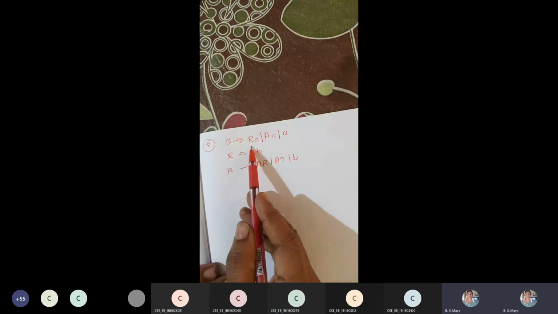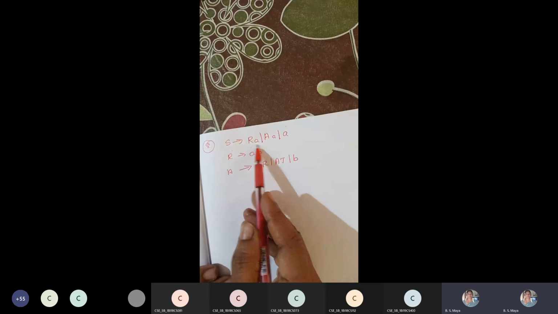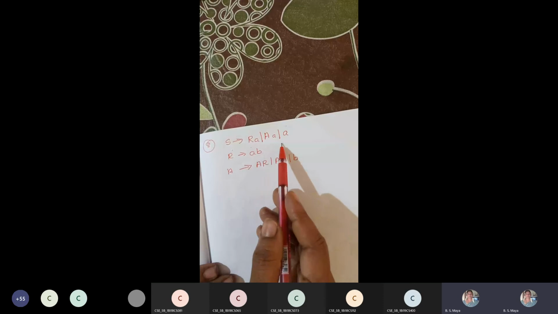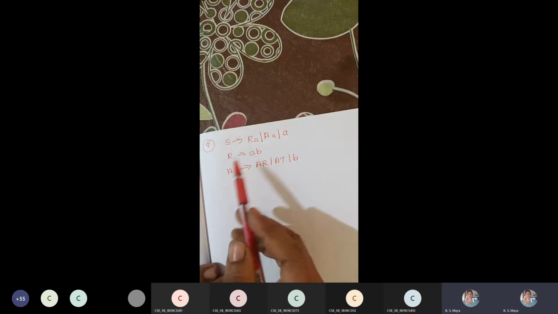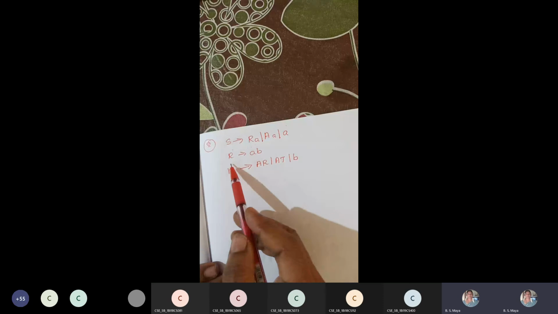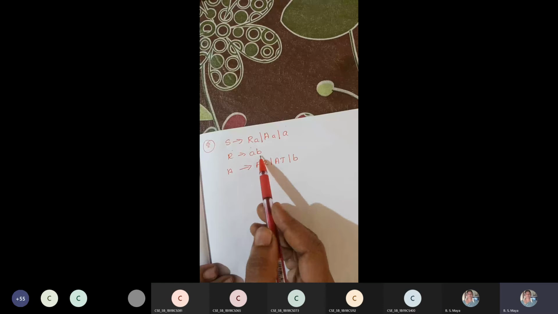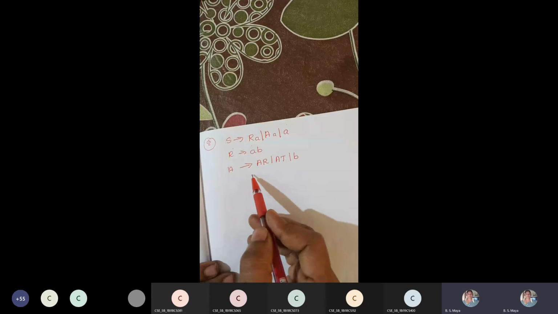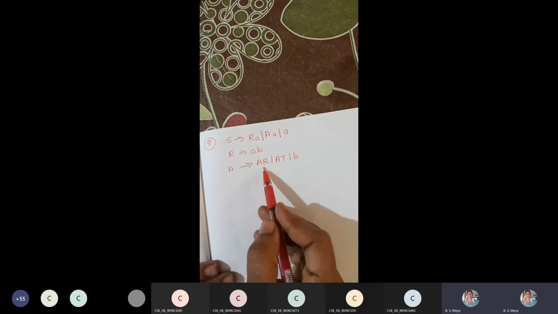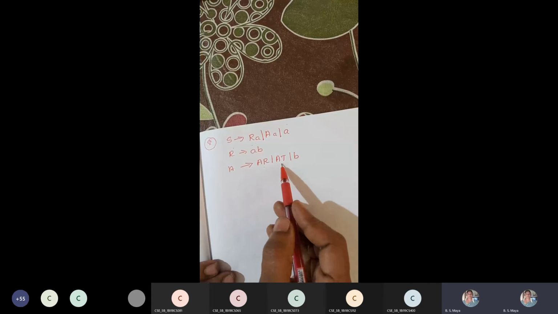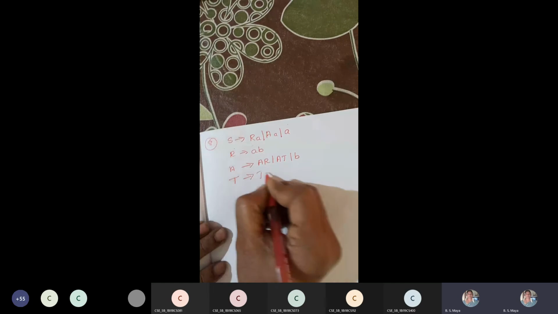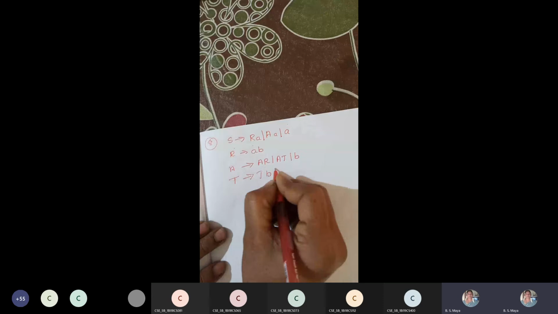Capital S derives capital R small a, or capital A small a, or capital A. Next line, capital R derives small a b. Next line, capital A derives capital A capital R, capital A capital T, or small b. Last line, capital T derives capital T small b, or capital A, or capital T small b or capital A.